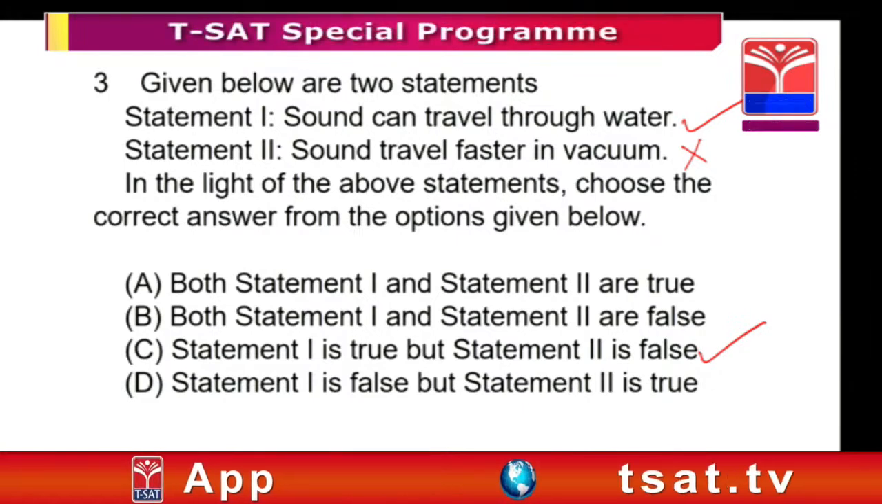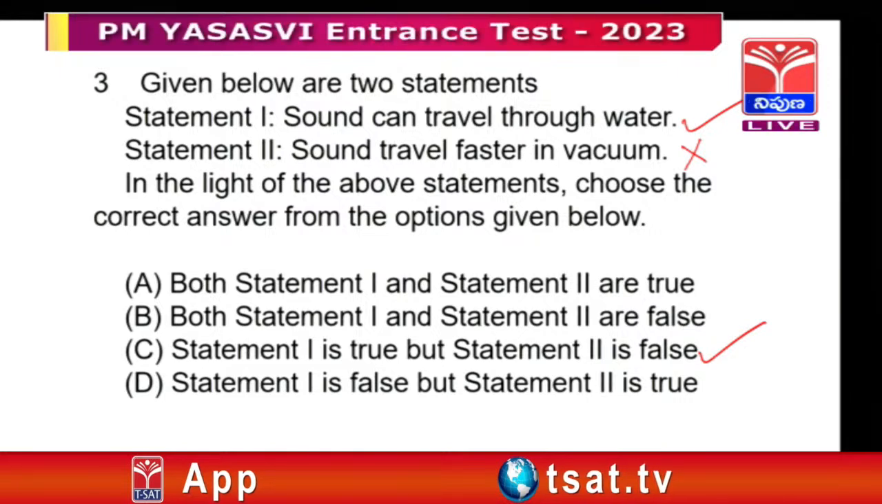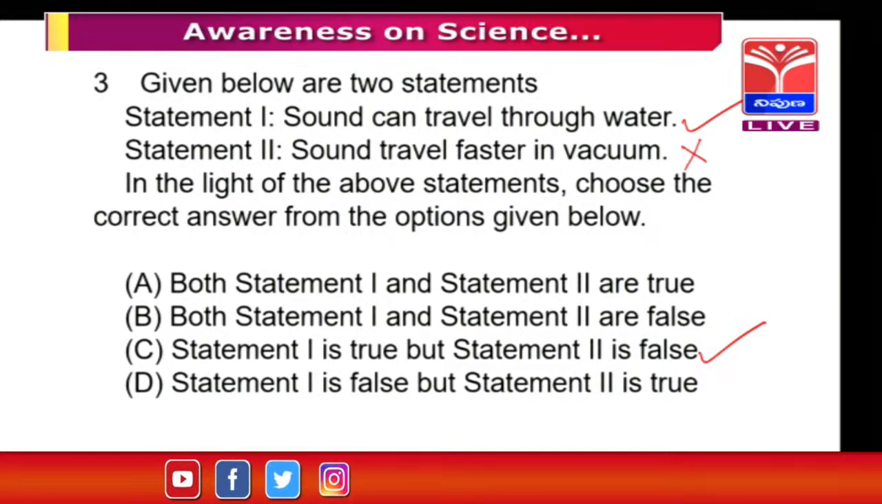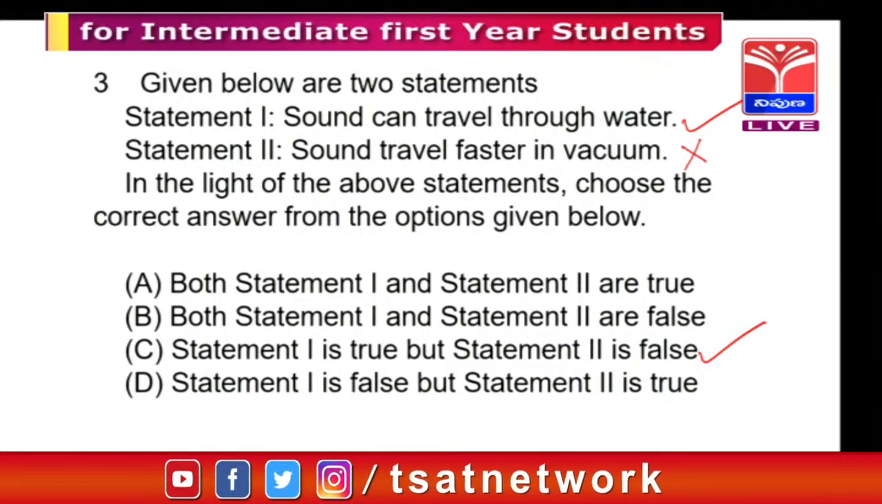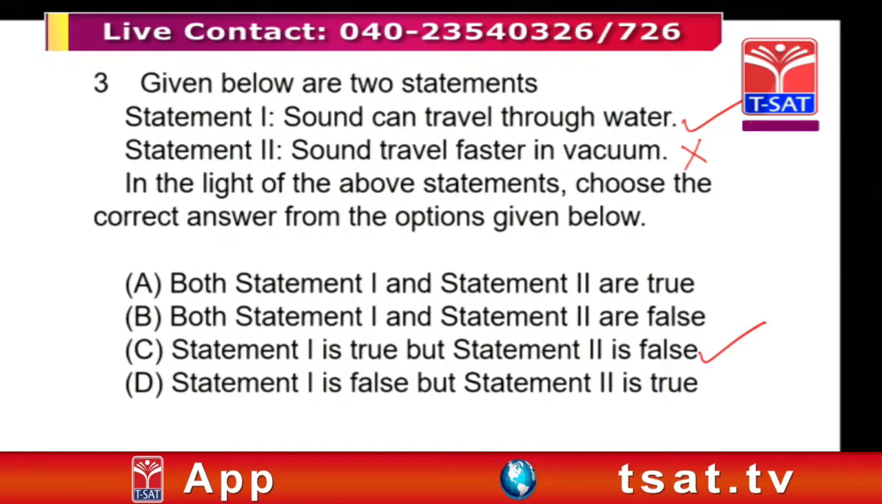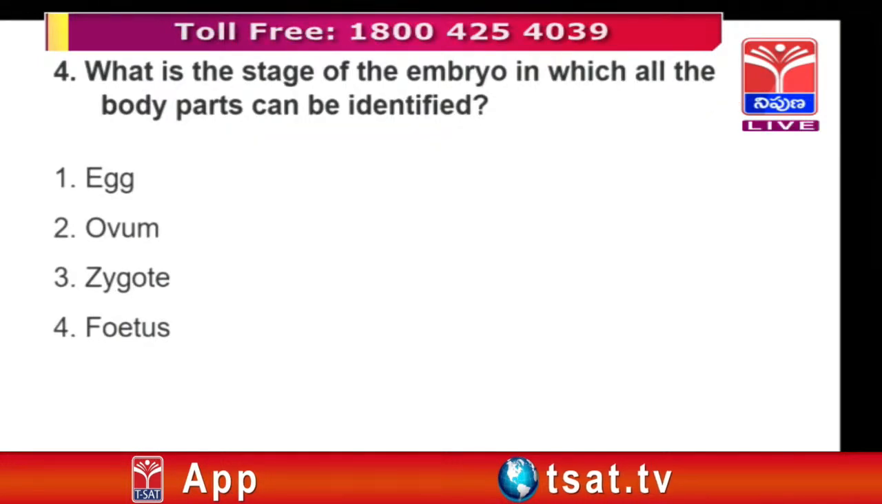So, we can say option C is correct, because option A is both the statements are true, option B both the statements are false, option C first statement is true, second statement is false, option D first statement is false and second statement is true. So, obviously, option C is the correct answer. Clear? Okay. Now, we will go to the next one.